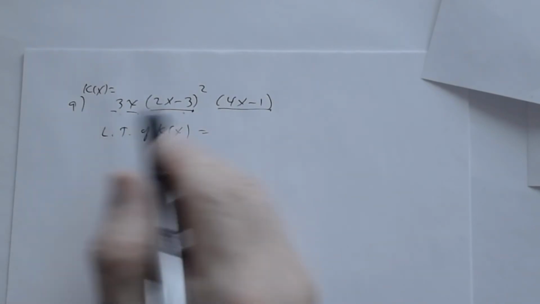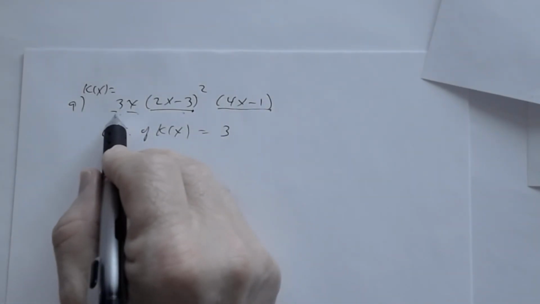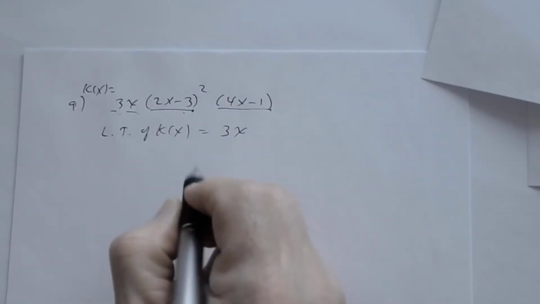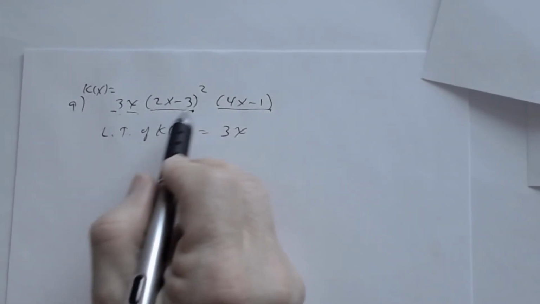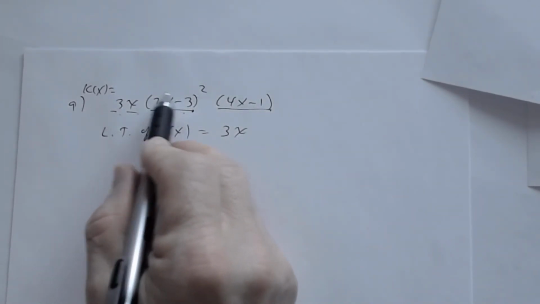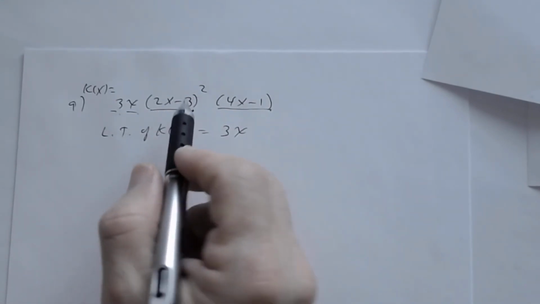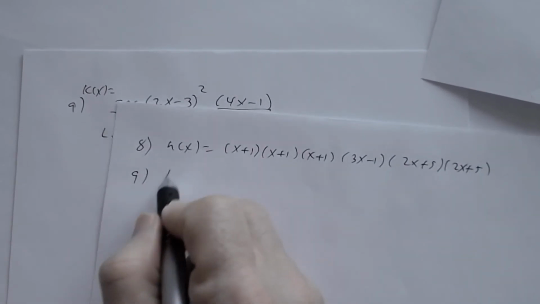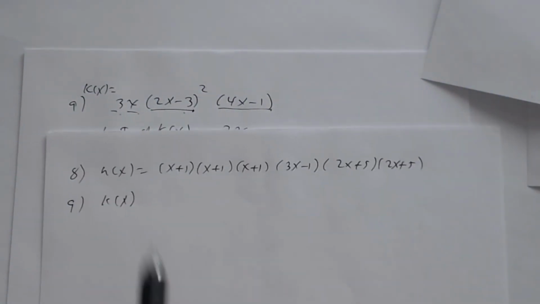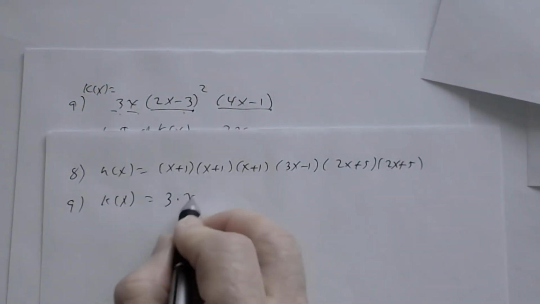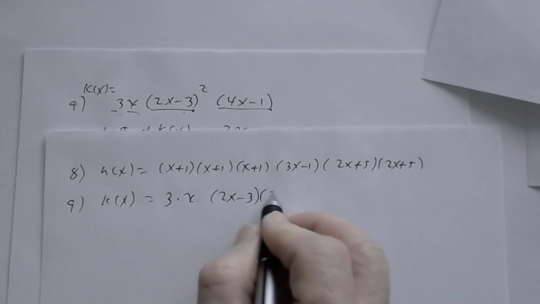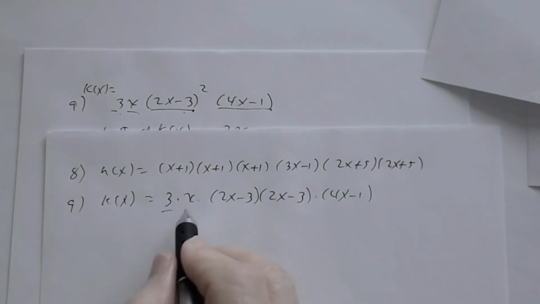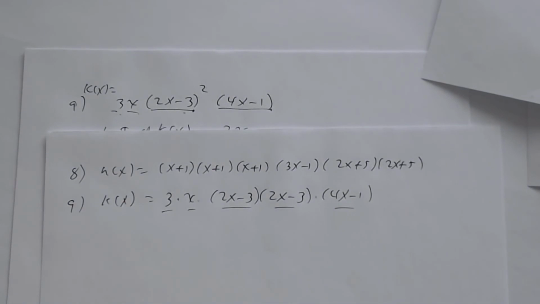All right, so my first one's 3. I have to use it. That's a monomial, so you always list your monomial factors. Here's an x. I got to list it. Now over here, that's a binomial factor, but it occurs twice. So that means that this, remember, this is number 8, this is number 9. So that really means that k of x is really 3 times x times 2x minus 3 times 2x minus 3, right? Times 4x minus 1. Okay, so it's really 1, 2, 3, 4, 5 factors.